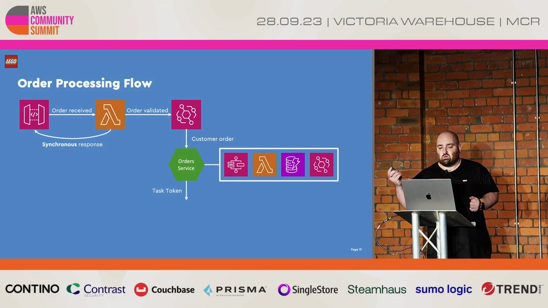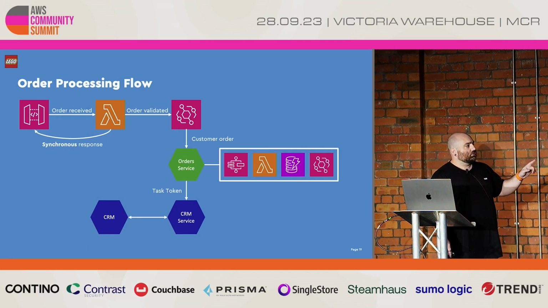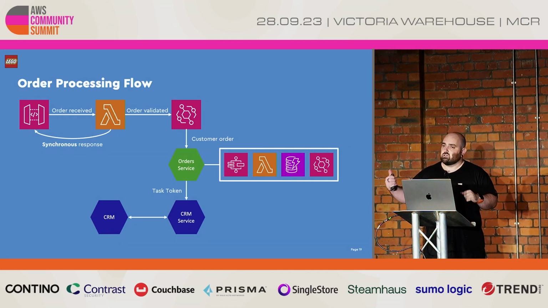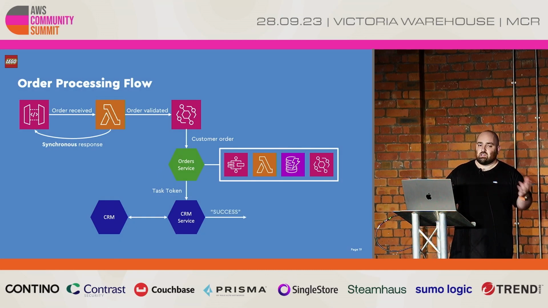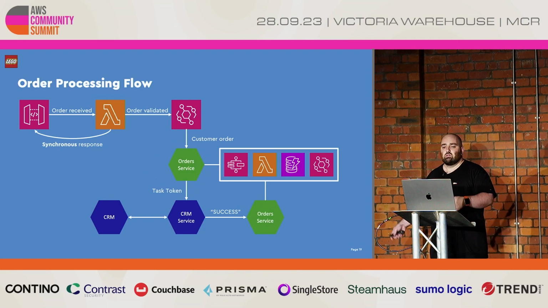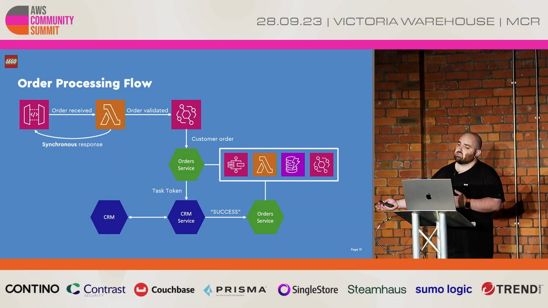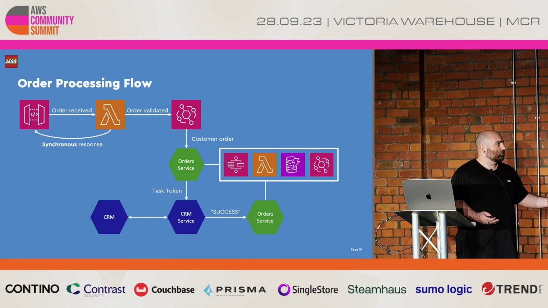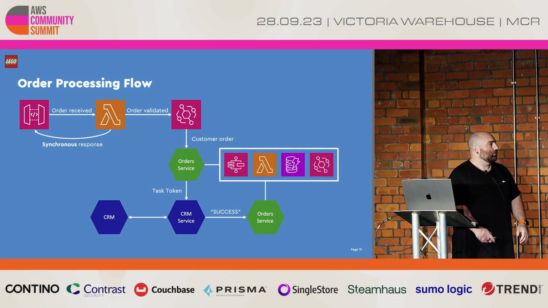So what happens with our task token in this instance, it goes through to the CRM service, and the CRM service will reach out to the CRM. Based on the response from the CRM, if it's a success response or a failure response, that will determine the status of the task token that gets fed back to the order service. So then the order service will know, okay, cool, this is a success, I can carry on processing. Or, oops, something went wrong somewhere, so I'm going to need to throw an error in the step function and have the error handling pick that up at the end.